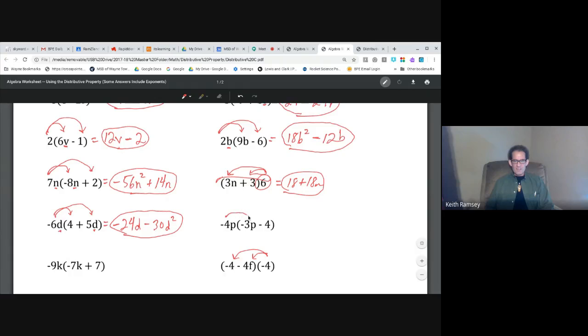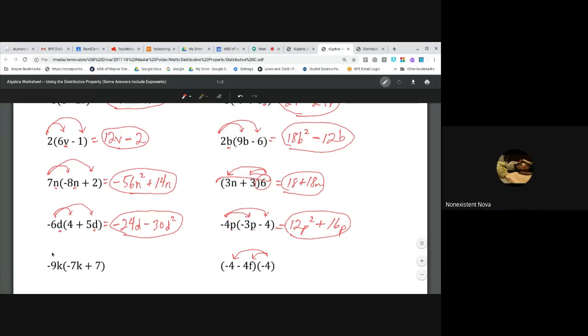Here we've got a negative 4p times negative 3p. This is a negative times a negative. The signs are the same, so I write positive 12, and I have a p and a p, so I write p to the second power. Then I have negative 4 times negative 4. Again, the signs are the same, so I say plus 16, and I have a p here but not here, so plus 16p. Then I check for like terms. I have the same variables, but not the same exponents. One's squared and the other isn't, so that's where we'd stop.